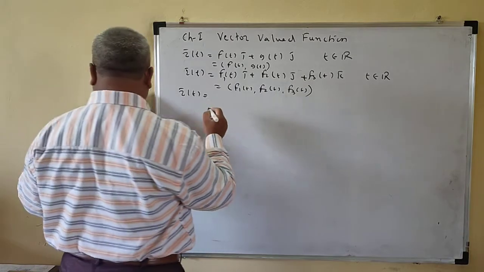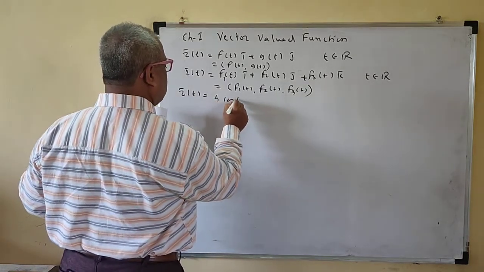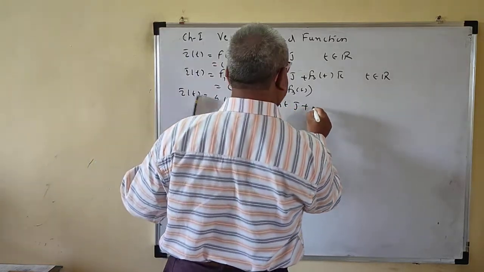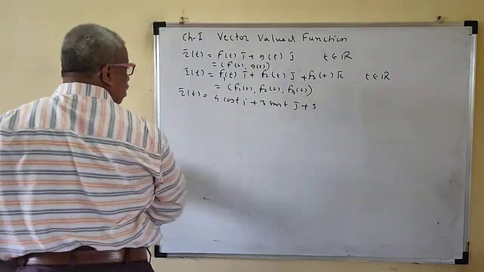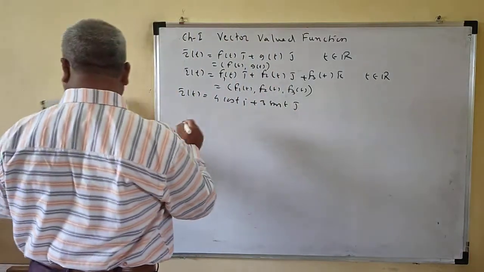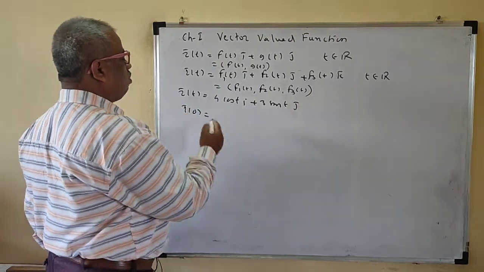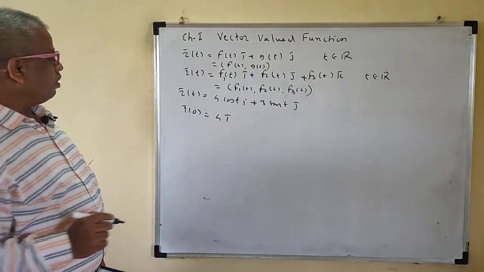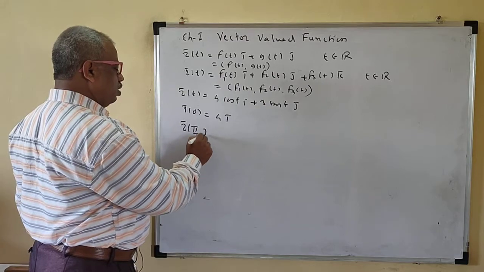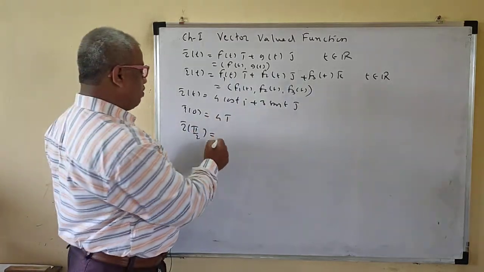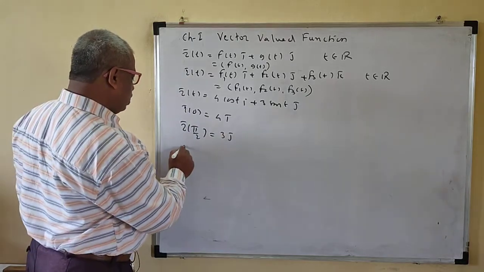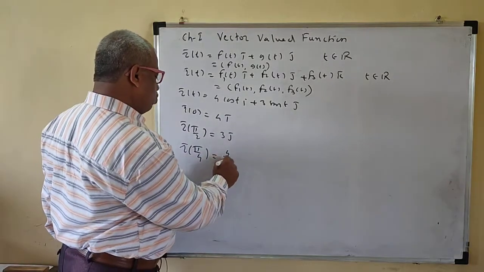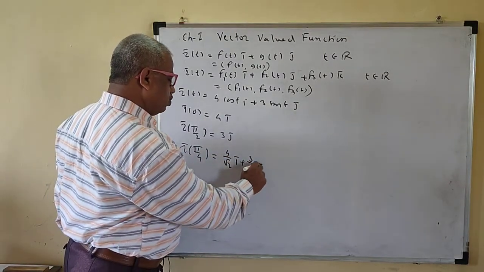Suppose we are given R bar of t is equal to 4 cos t i bar plus 3 sin t j bar. If you want to find the value of R bar of 0, you have to put t equal to 0. Then this is 4 i bar only. If t is pi by 2, you know that cos pi by 2 is 0 and sin pi by 2 is 1, so this is 3 j bar. For R bar of pi by 4, cos pi by 4 is 1 by root 2, so this is 4 by root 2 i bar plus 3 by root 2 j bar.